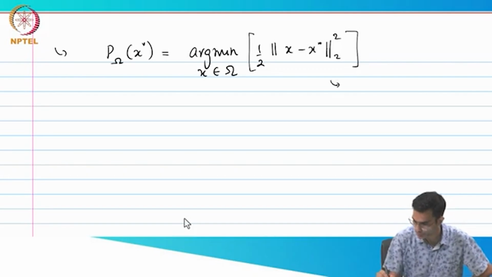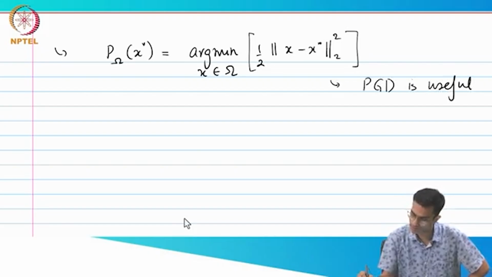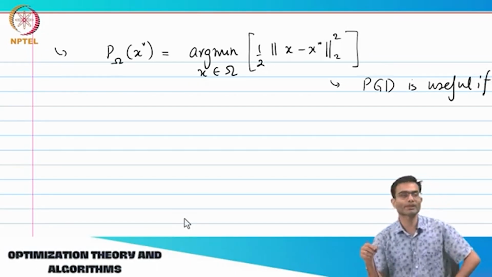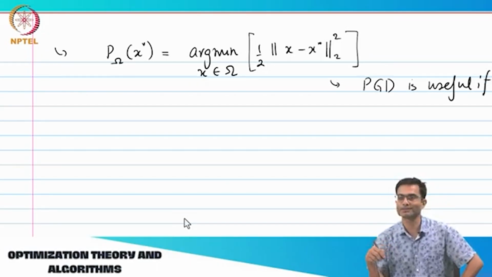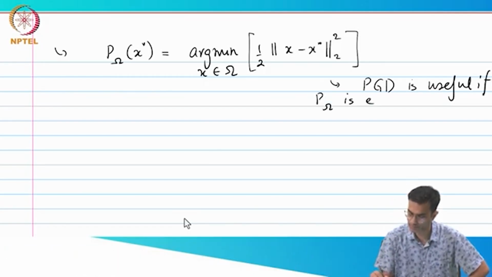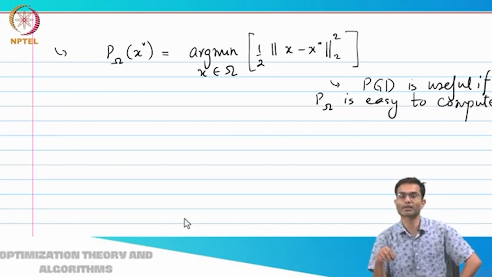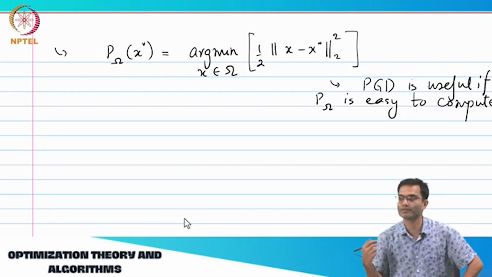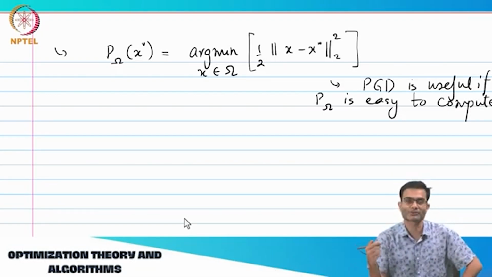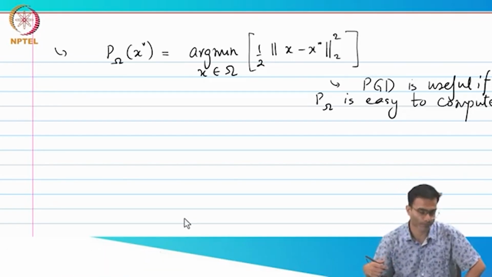So we'll just make a few notes. PGD is useful only if the projection operation is easy to compute. So only if P omega is easy to compute. It can often happen that the projection operation itself is very, very difficult or resource intensive, in which case you should not use this algorithm.